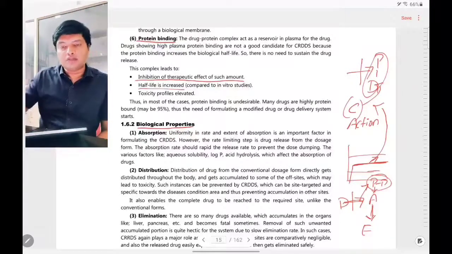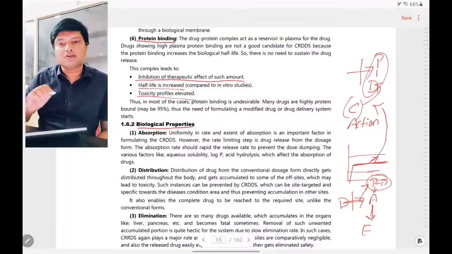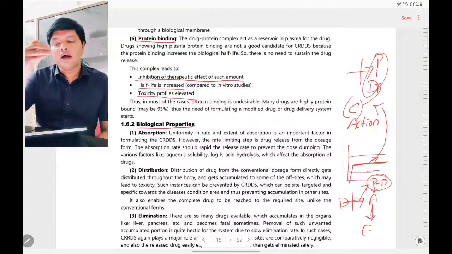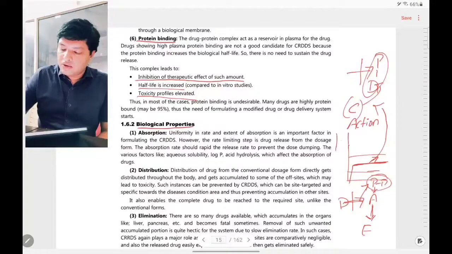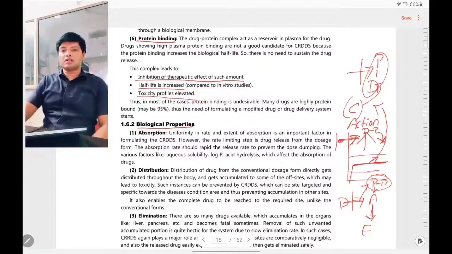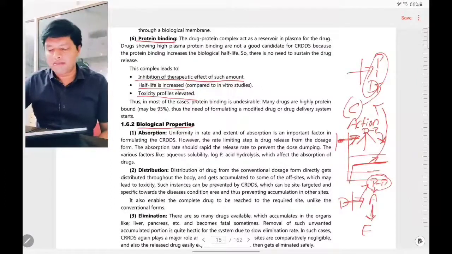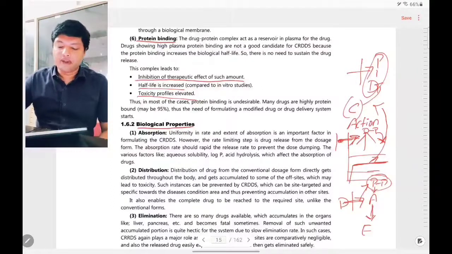Then half-life is increased, because the drug is bound to the protein more. Then toxic profiles are also elevated, because there is a chance that I am giving the drug in a controlled fashion into the blood, and the drug which is bound to the protein is also releasing the drug slowly. So at one time, the drug entering the plasma and the drug coming out from the protein binding will cause a shooting up in the concentration of the drug in the plasma. So I don't want the drug to have high protein binding. Normal protein binding of the drug is recommended.